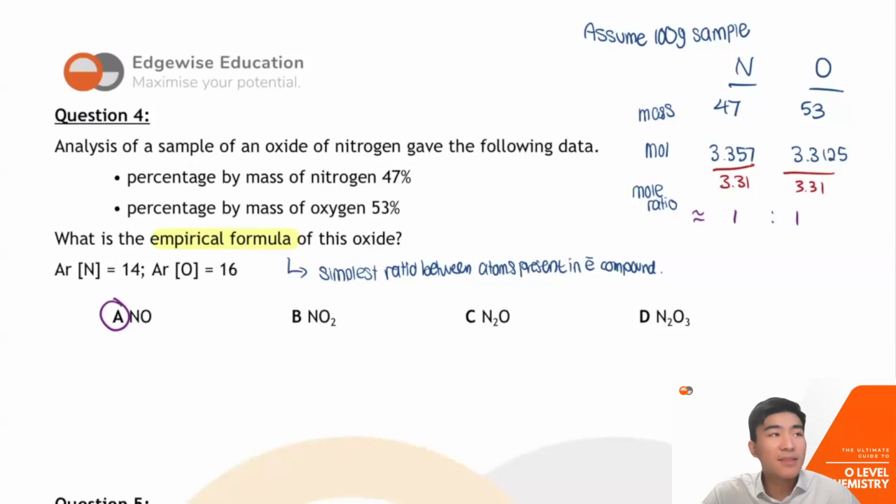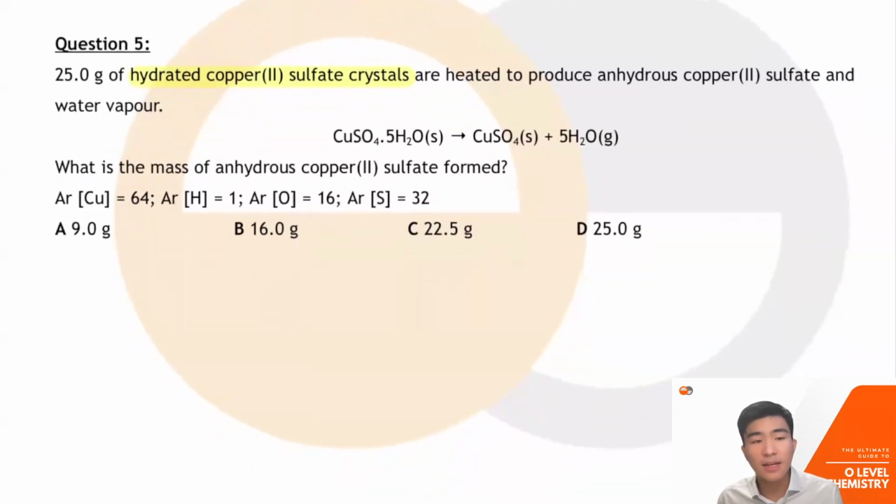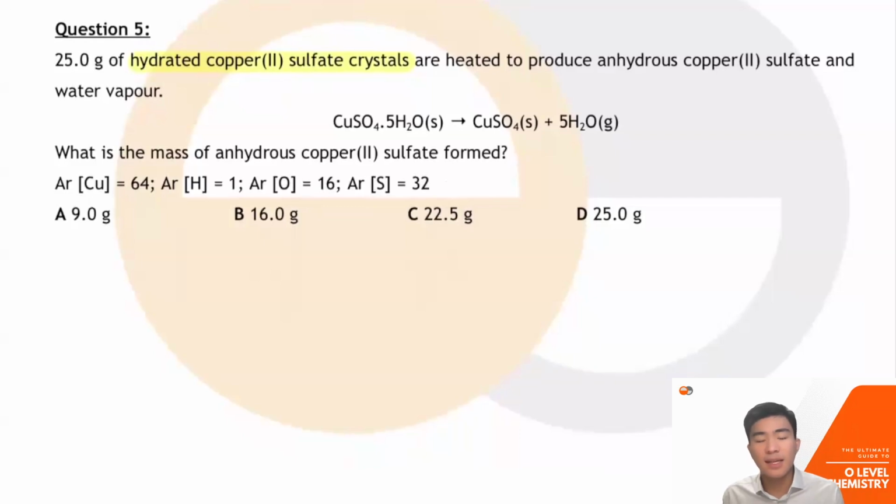Thank you, Rachel. Thank you, Izati. Thank you, Melissa. Okay, good. All right. Now, let's look at the last MCQ question before we go on to structure. Question number 5, you're told that copper(II) sulfate crystals are heated to produce anhydrous copper(II) sulfate as well as water vapor. They ask you to find the mass of anhydrous copper(II) sulfate being formed. Can you try to do this question and then give me an answer inside the chat?